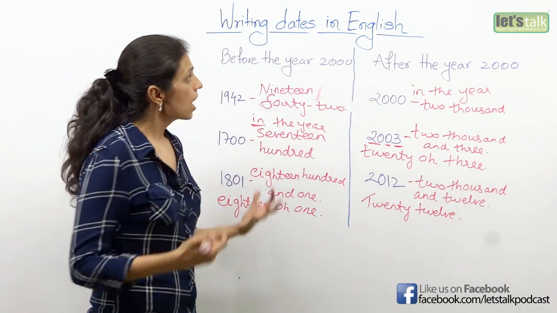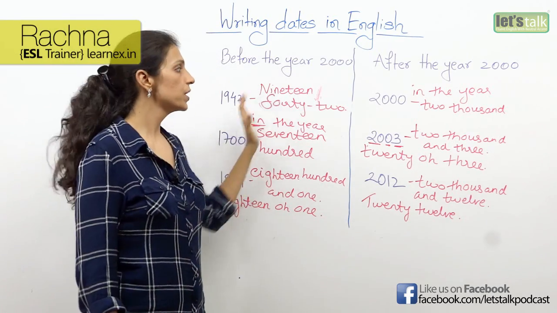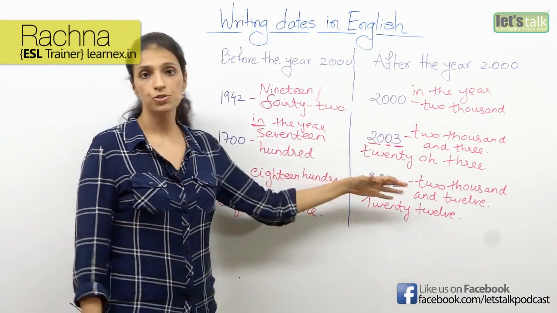Well, so this is how we use dates in English. You learned the American and the British style, and this is how we speak about years in English.